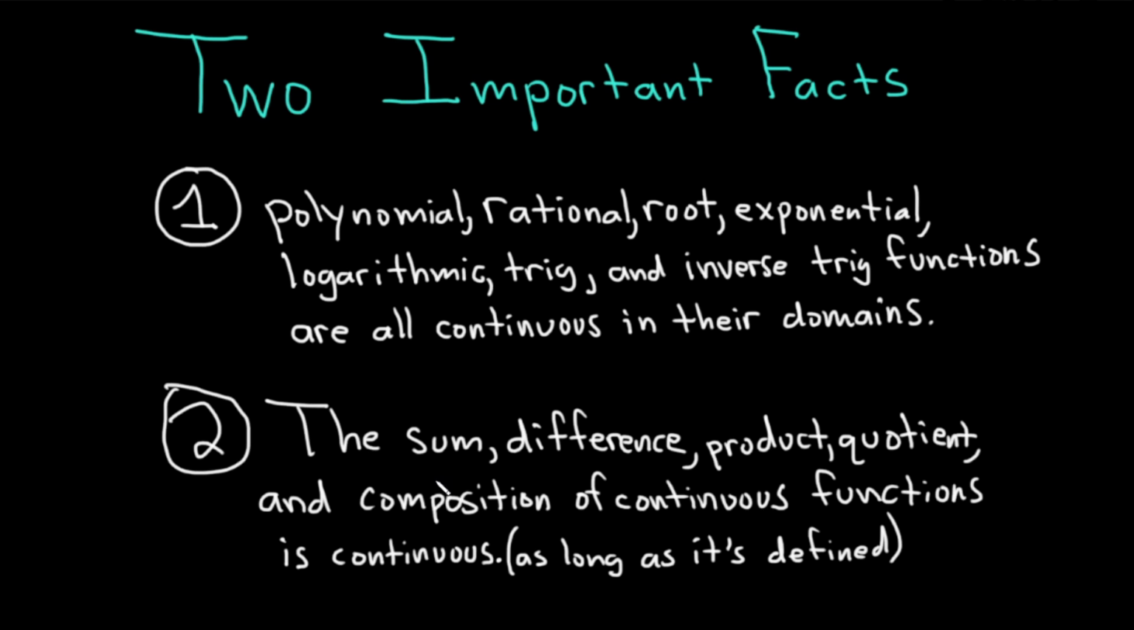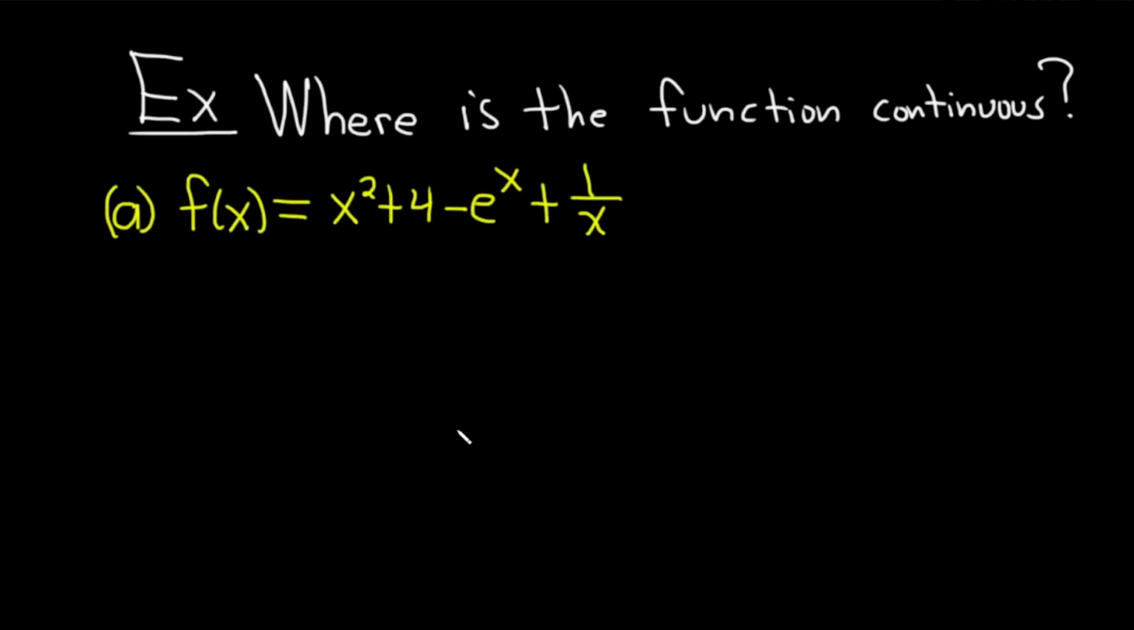Second one is that the sum, difference, product, quotient, and composition of continuous functions is also continuous, as long as, of course, everything is defined. So if you add continuous functions, you're going to get a continuous function. Let's do several examples using these two important facts. The question is, where is the function continuous?